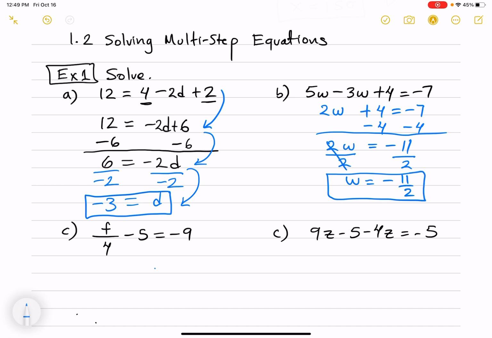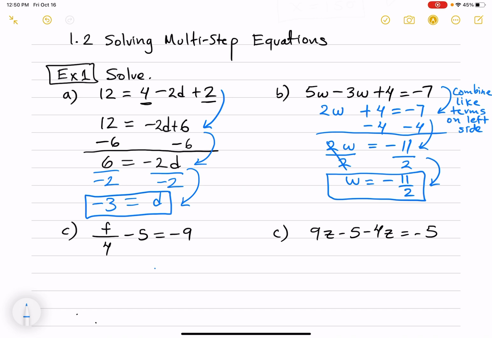If you needed to justify your steps, we simplify the left side, or we combine like terms, either way. You can write it like that, combine like terms on the left side. We then subtract the 4 to go from here to here, subtract 4 from both sides, and then finally divide both sides by 2, and that gives you your answer.